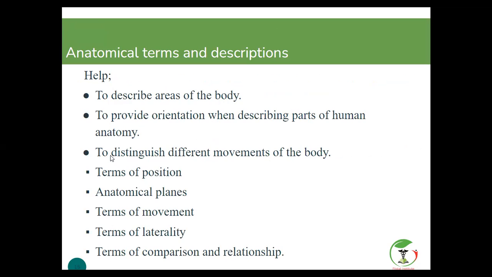So in anatomy, we use certain words to be able to describe structures of the body. This is very important because it allows uniform communication that provides orientation when you're describing different parts of the body. So we have many terminologies that we shall look at. The terminology is related to position, anatomical planes, movement, laterality, and then comparison or relationship.